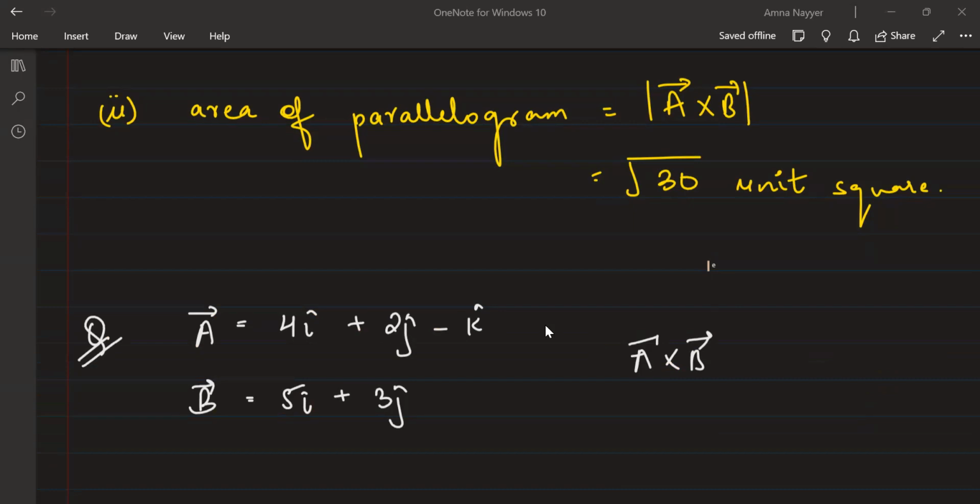Class, tell me the answer to this. A vector is there, B vector is there. Find A cross B, both of you.